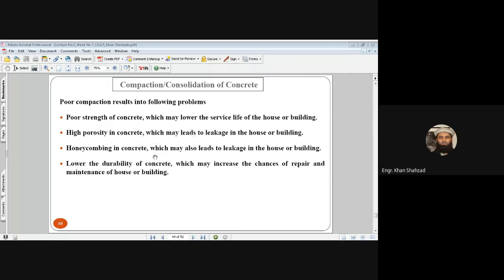Honeycombing in concrete takes place if you are not providing proper compaction, which may also lead to leakage in the house or the building. It lowers the durability of the concrete, which may bring repair and maintenance of the house or building earlier.